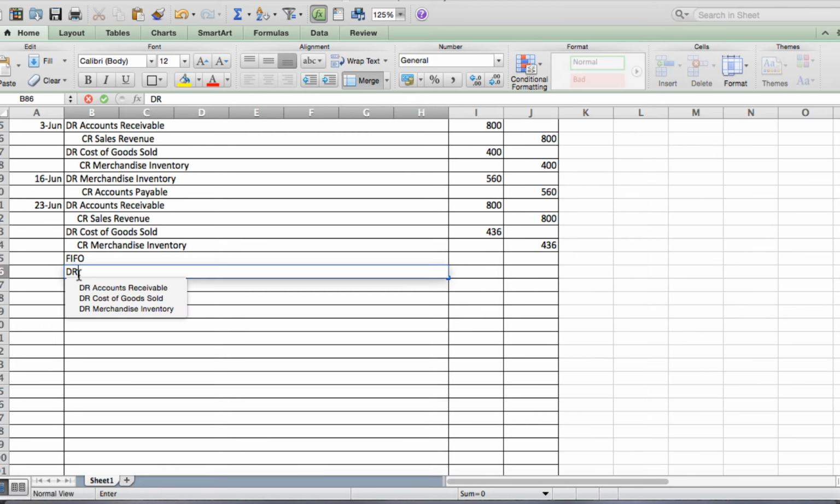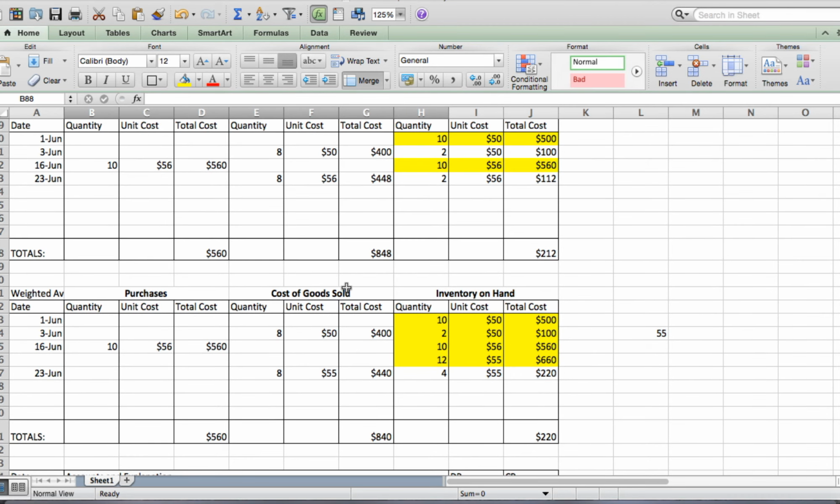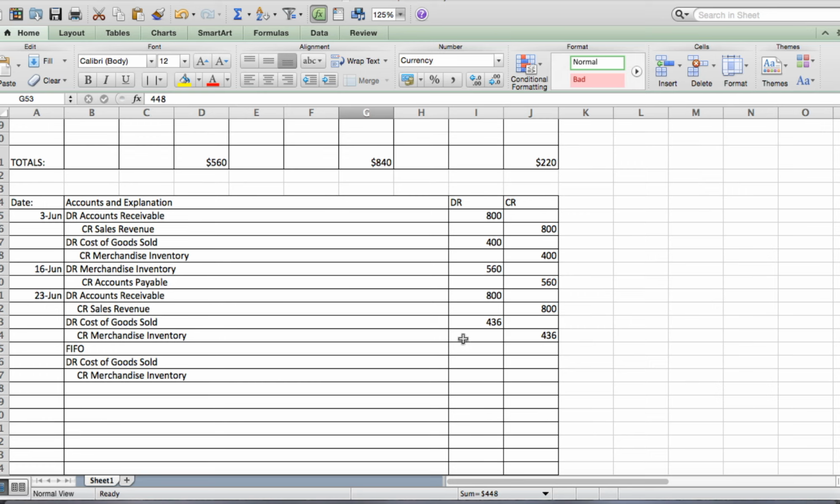Now we'll do the same thing for the other two. So for LIFO, again, I'm just looking up at the inventory sheet. This is the relevant transaction, June 23rd. Sell 8 units at a cost of $56 each for $448. So $448 is the amount that I need to use. And I'll label that one LIFO.